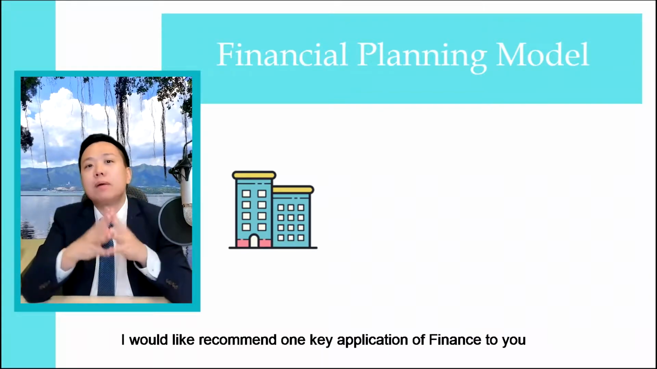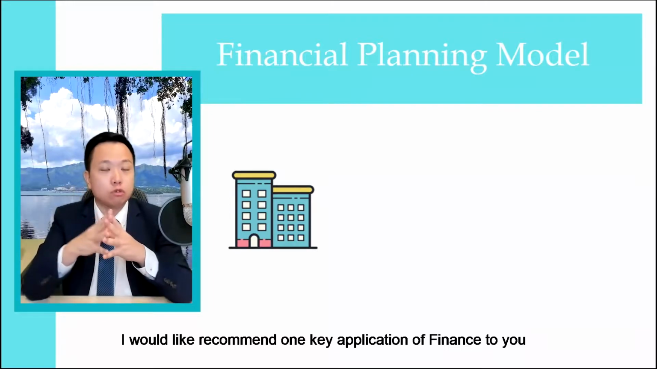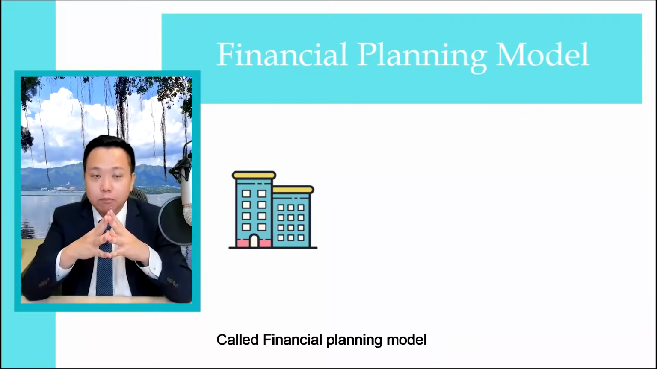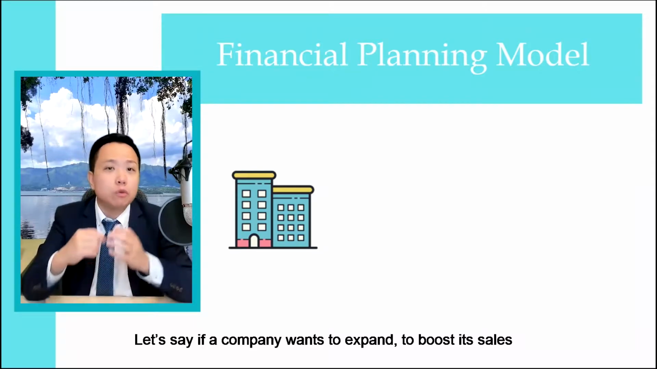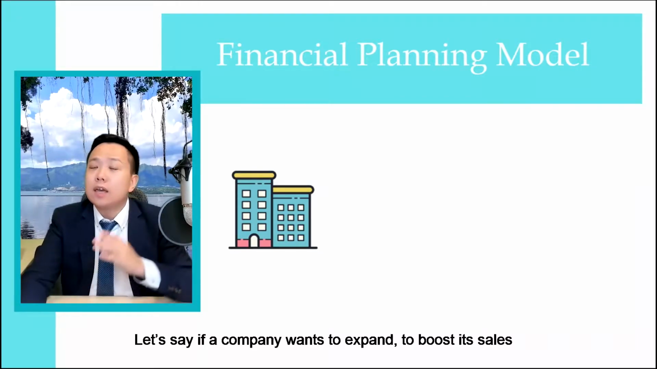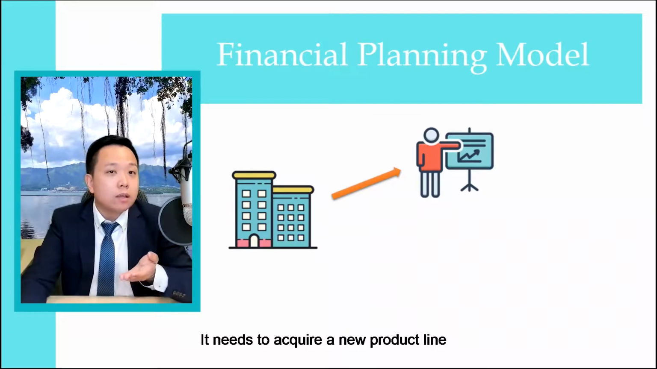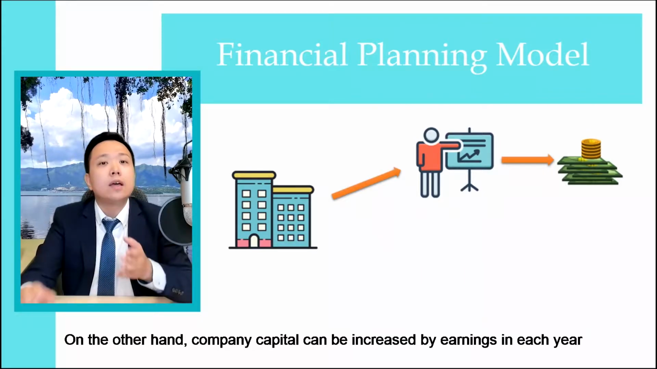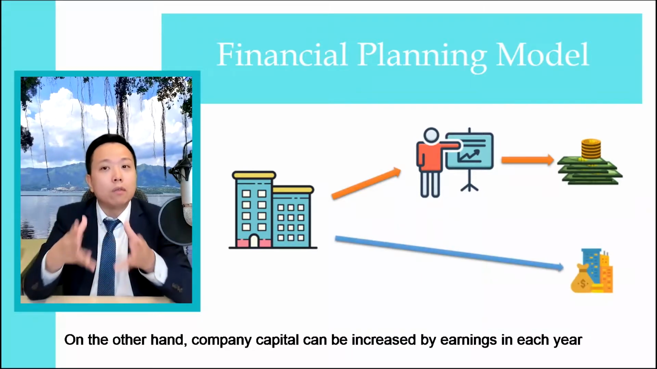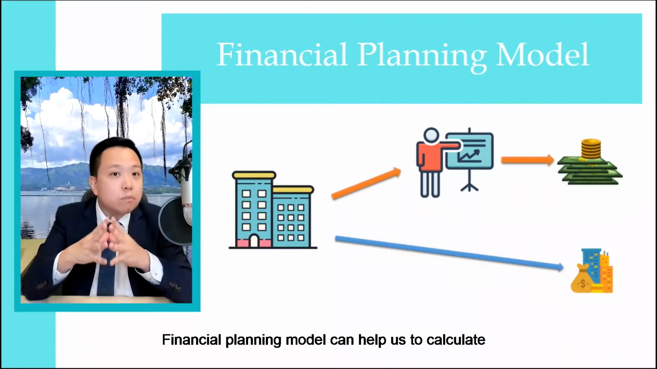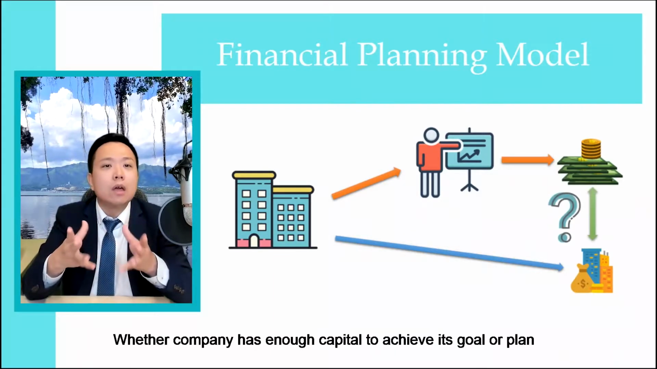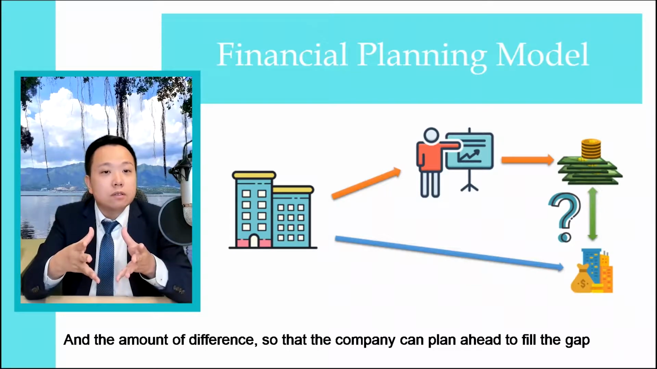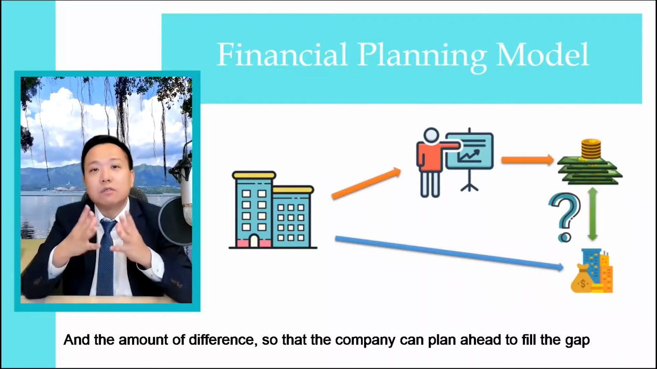I would like to recommend one key application of finance to you called the financial planning model. Let's say a company wants to expand to boost its sales, and it needs to acquire a new product line. Then the next question would be, where does the money come from? On the other hand, company capital can be increased by the earnings in each year. So the financial planning model can help us calculate whether the company has enough capital to achieve its goals or plan, and the amount of difference, so that the company can plan ahead to fill the gap.